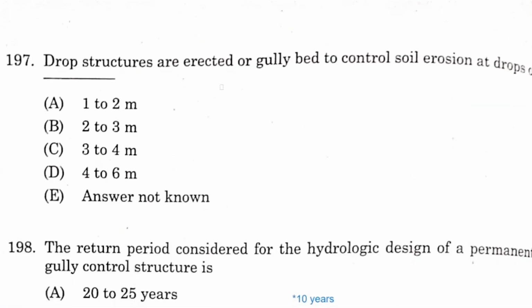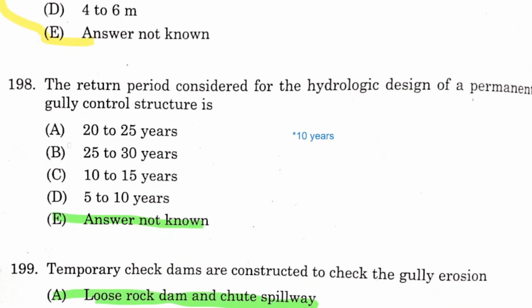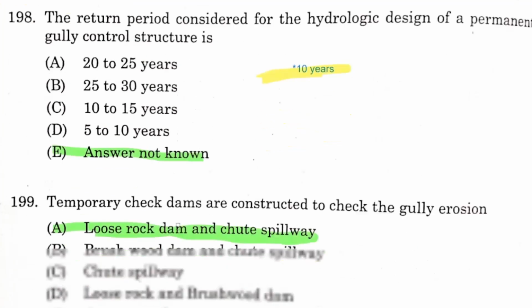Next, drop structures are erected on gully bed to control soil erosion at drops. So this is also for you, you can solve it easily. Next, question number 198. The return period considered for the hydrologic design of a permanent gully control structure is 10 years, and here directly 10 years is not mentioned. So option number E is correct here.